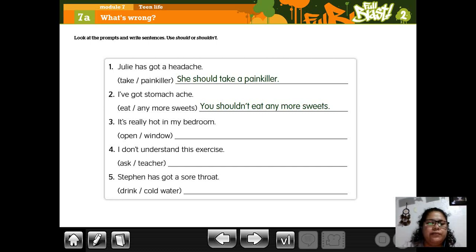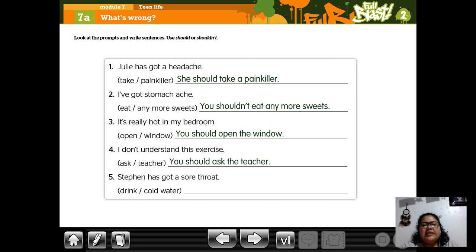Very good. Now let's see, number 3. It's really hot in my bedroom. Open window. So if it's really hot, you should open the window. Very good. Number 4, I don't understand this exercise. Ask teacher. Exactly. If you don't understand, you should ask the teacher.